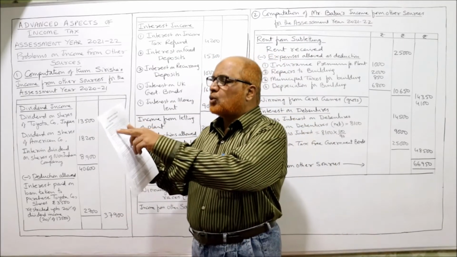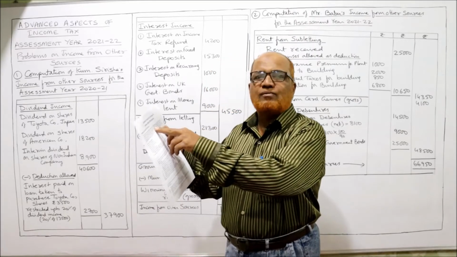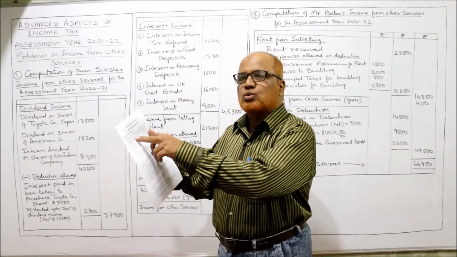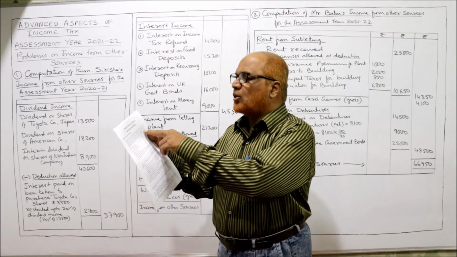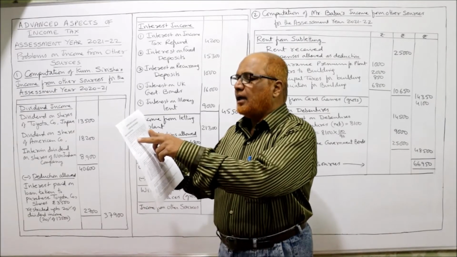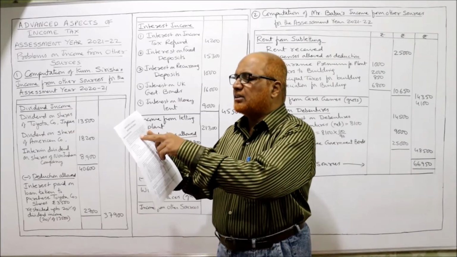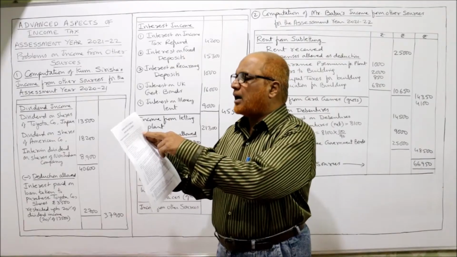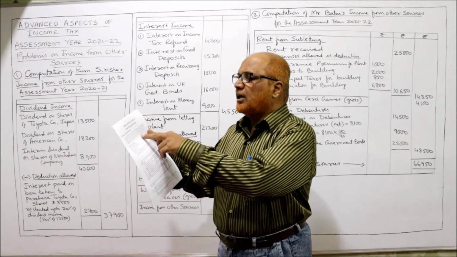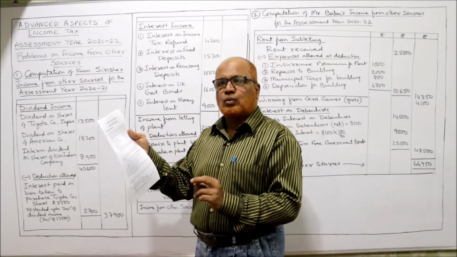Dividend on shares of Toyota Company Japan 13,500. Dividend on shares of American Company net 18,200. Interim dividend received on shares of non-Indian company 8,900. Income from letting of plant 21,300. Repairs to plant 4,800 and depreciation on plant 6,000. Interest on income tax refund 4,200.